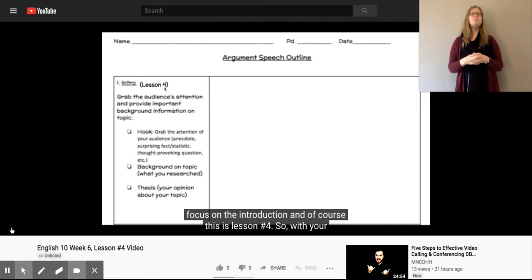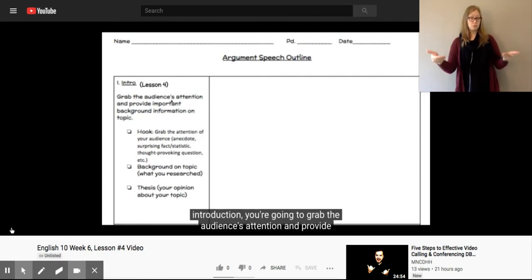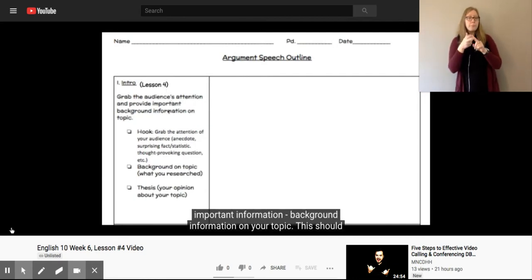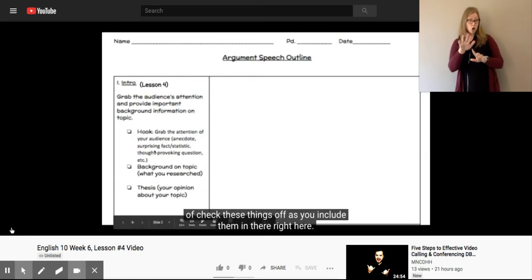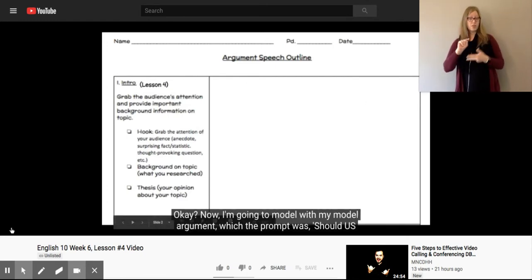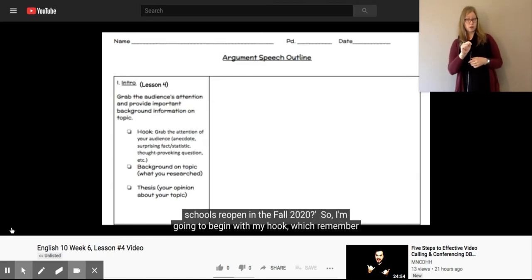So, with your introduction, you're going to grab the audience's attention and provide important background information on your topic. So this should include a hook, background on topic, and your thesis. You're going to want to check these things off as you include them. Okay? Now, I'm going to model with my model argument, which the prompt was, should U.S. schools reopen in the fall 2020?